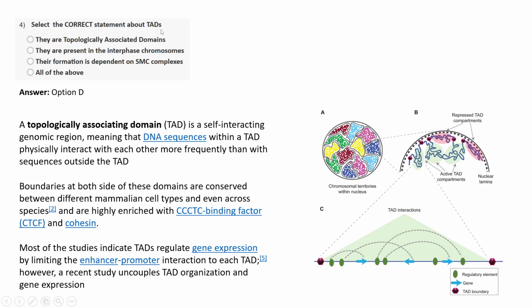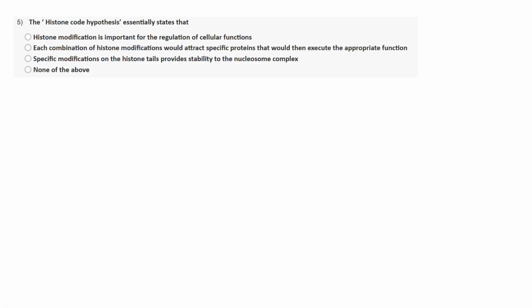So this is called topologically associated domains, and the correct statement: TADs are generally present in the interphase chromosome, during the S synthesis phase. Their formation is dependent on SMC complexes such as cohesin and condensins, and also CTCF. Those proteins form the SMC complex. So all three options are correct, so all of the above. Is it clear what a TAD is? This is the example. This was regarding topologically associated domains.